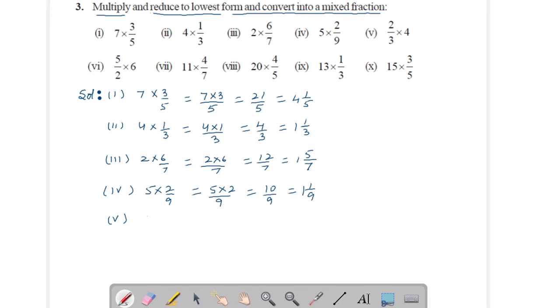It is 2 upon 3 into 4. This can be written as 2 into 4 upon 3. 2 fours are 8 upon 3. Convert into mixed fraction. It is 2 2 upon 3. This is your answer. Now come to sixth part.